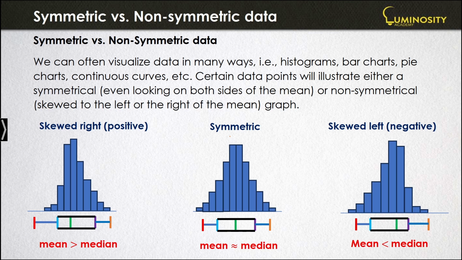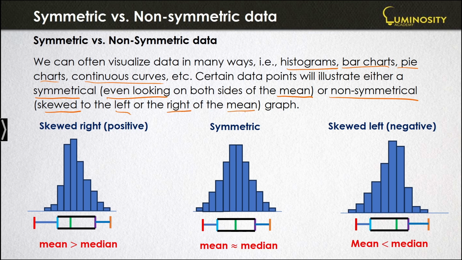Okay, so often we can visualize data in many ways, such as histograms, bar charts, pie charts, continuous curves, and so on. Certain data points will illustrate either what we call a symmetrical type of graph, so that's even looking, so it's symmetrical on both sides of the mean, or a non-symmetrical graph, which is usually skewed to the left or skewed to the right of the mean.